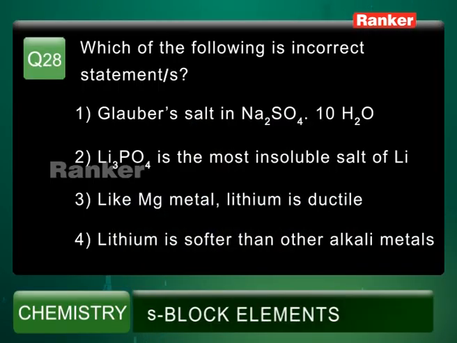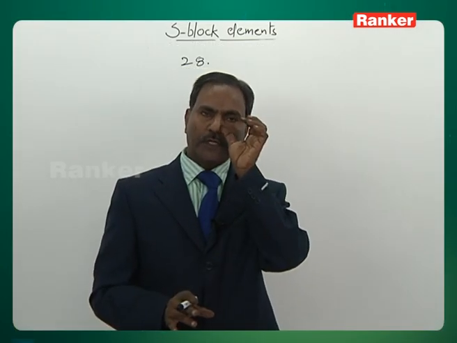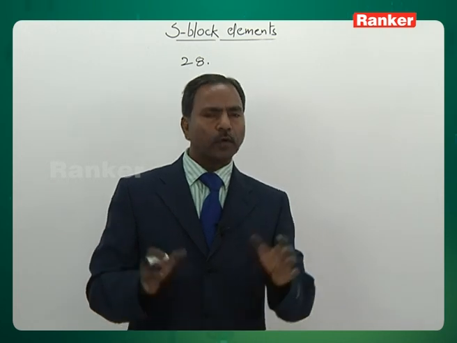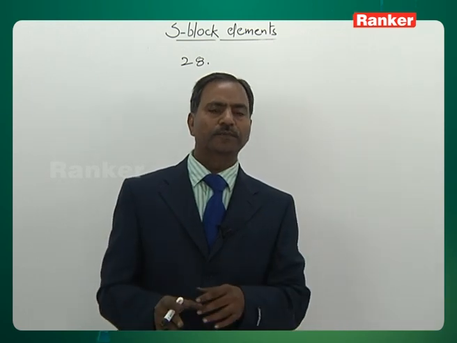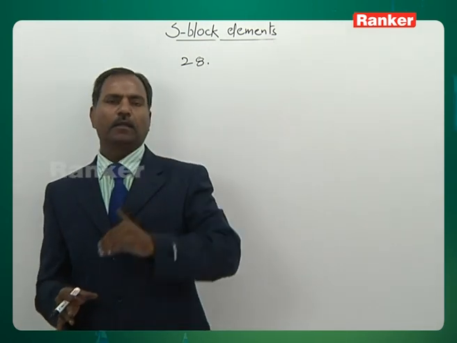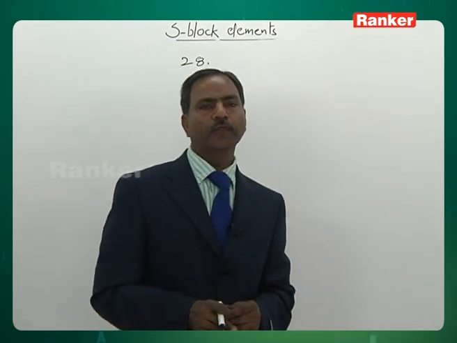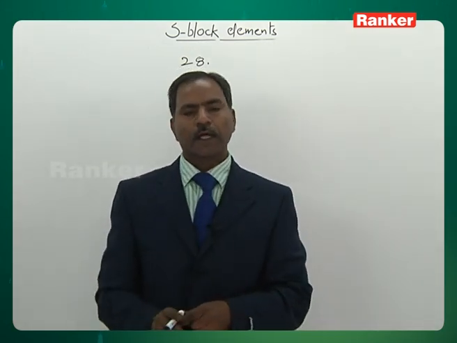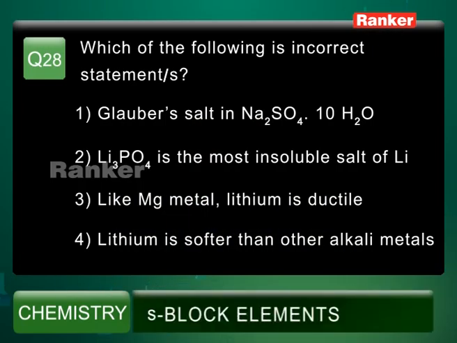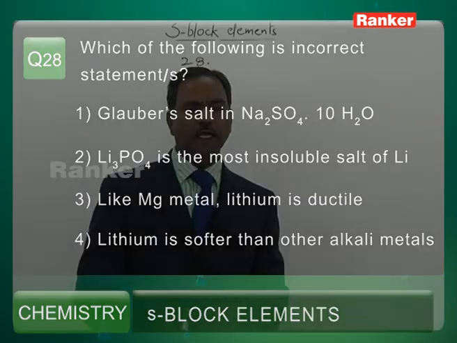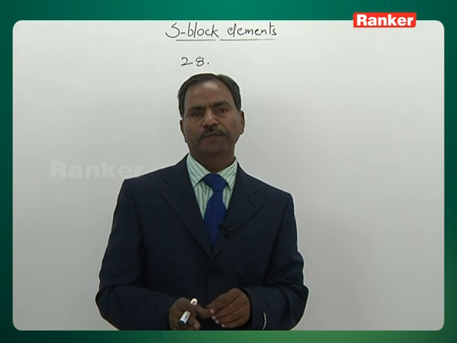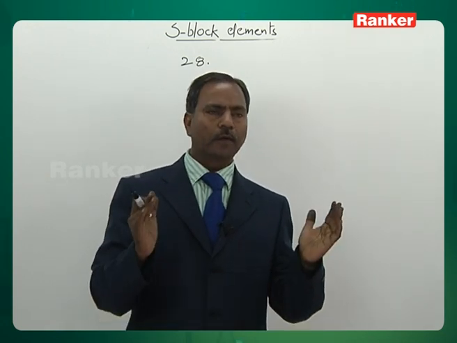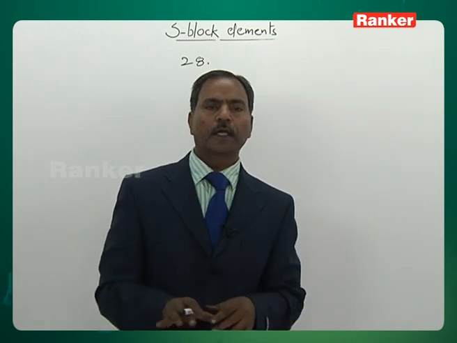Coming to the second, Li3PO4 is the most insoluble salt of lithium. Yes, Li3PO4 is covalent in nature. Therefore, this particular salt is very less soluble among the lithium salts. Coming to the next, like magnesium metal, lithium is ductile. Magnesium we can make into thin wires and thin sheets. Similarly, lithium also you can make it. So like magnesium, lithium is also ductile and malleable.